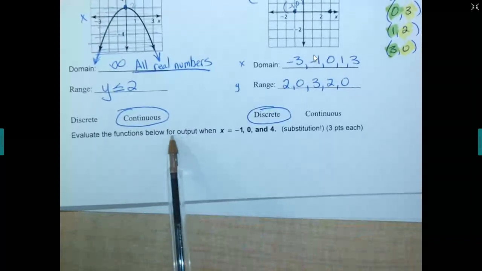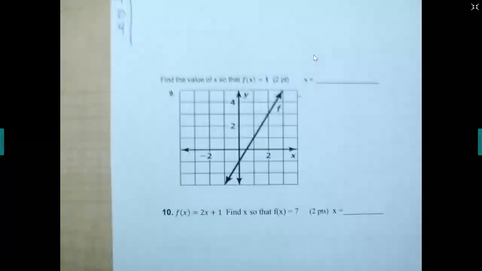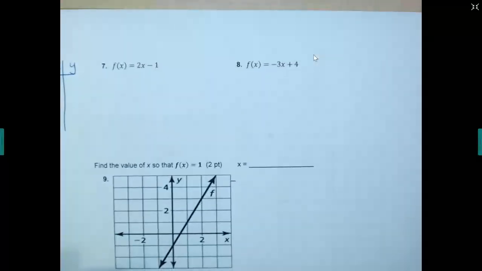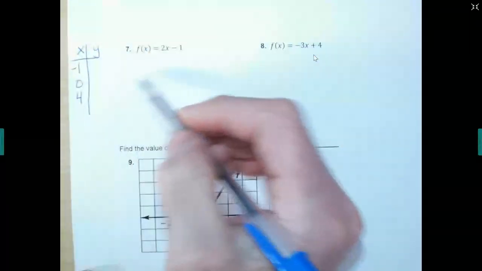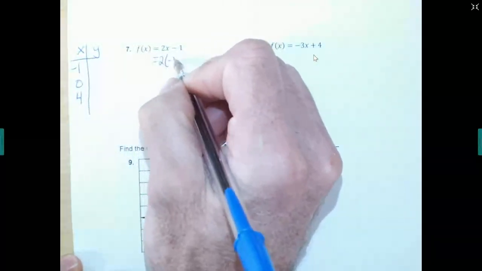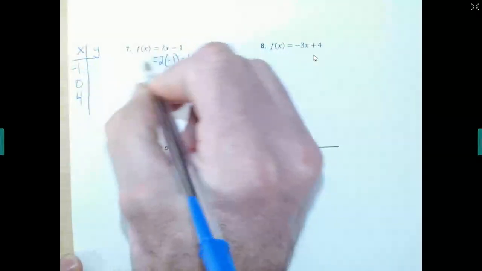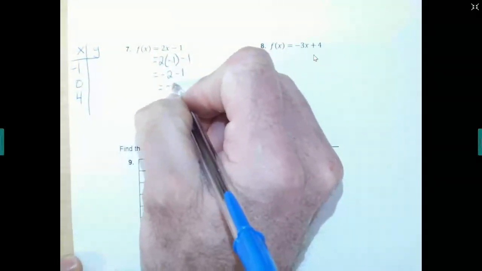Evaluate the functions below for the output when x equals negative 1, 0, and 4. So, I wrote it in here. When x equals negative 1, 0, and 4. So here we go. 2 times negative 1 minus 1. So I plug in that negative 1 here. So I get negative 2 minus 1. So I get negative 3.